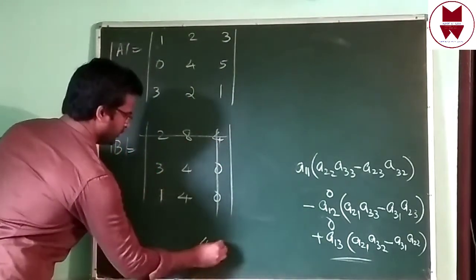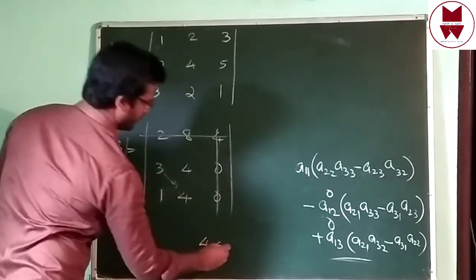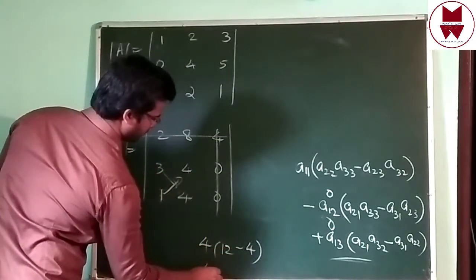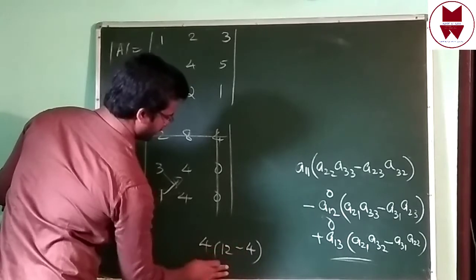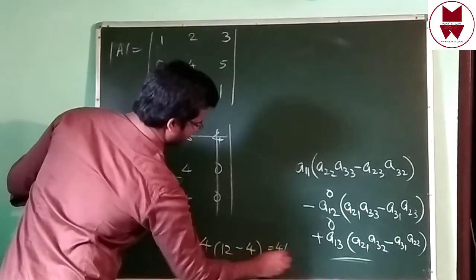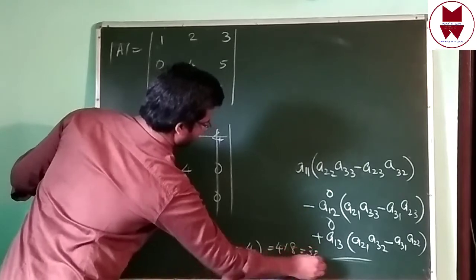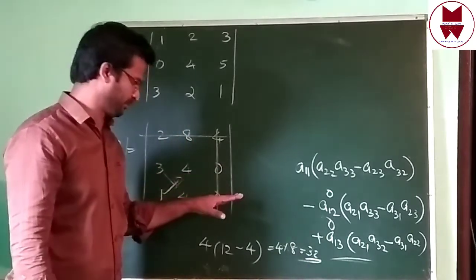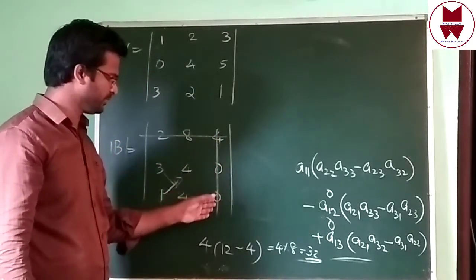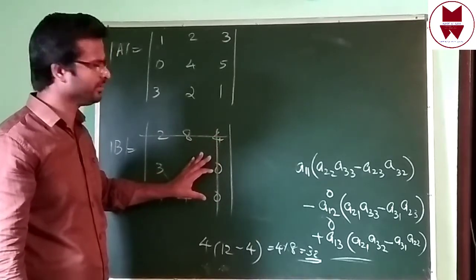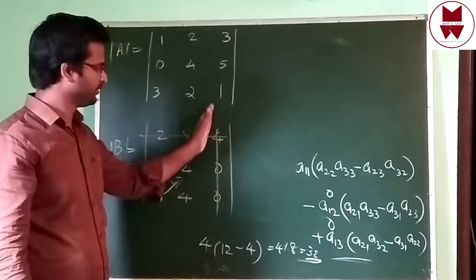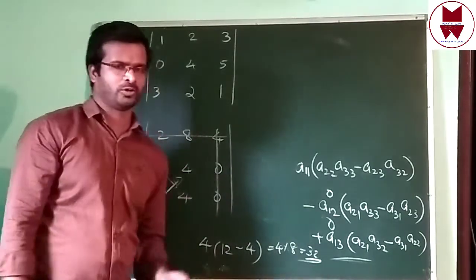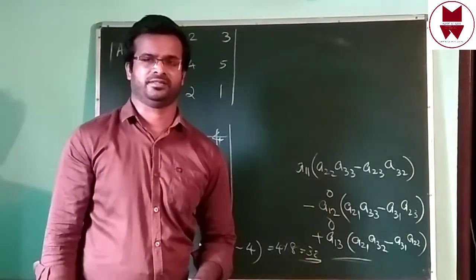Just leave it. 4 into, then multiply these 2: 3 into 4, 12. 1 into 4, minus 4. I will get 4 into 8, 32. The answer will be 32. Check it. In the given determinant, where are the zeros? In the third column, 2 zeros are there. That's why we use the third column for expansion of that determinant. You can use any row or any column, you will get the same answer.